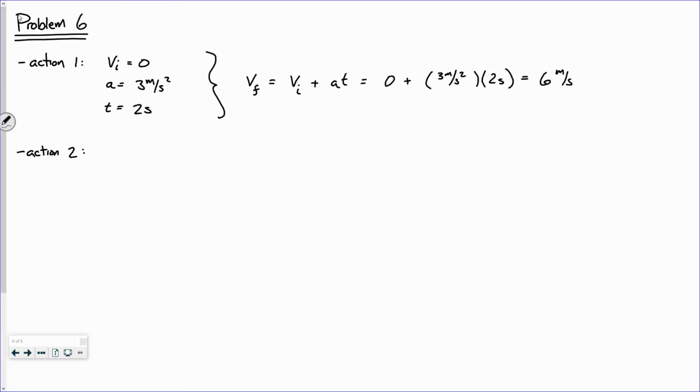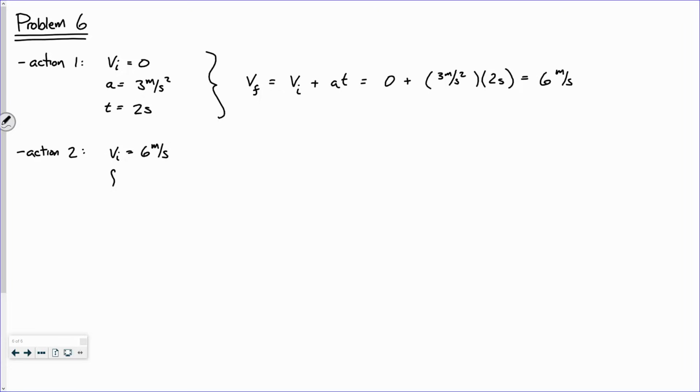Okay. Now let's look at action 2. Now action 2, what did it do? It slowed down, right? Now here's the point to make. It started off, it sped up, then it slowed down. Make sense? So its initial velocity in this phase is 6 meters per second, right?